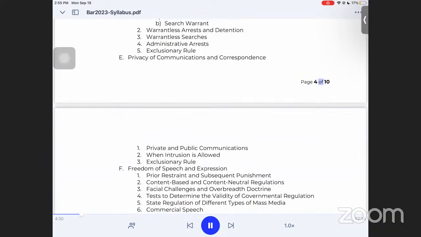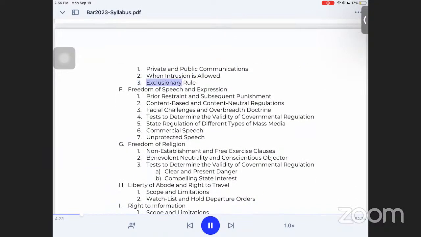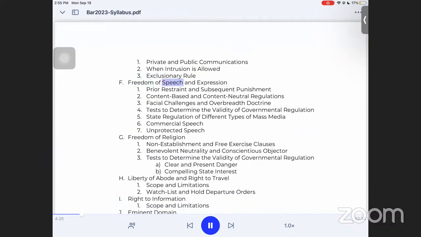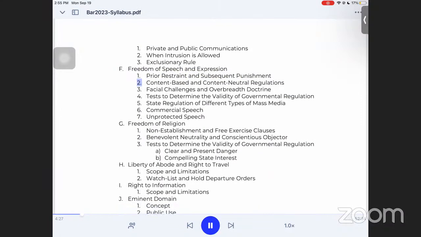Page 4 of 10. 1. Private and public communications. 2. When intrusion is allowed. 3. Exclusionary rule. F. Freedom of speech and expression. 1. Prior restraint and subsequent punishment. 2. Content-based and content-neutral regulations.